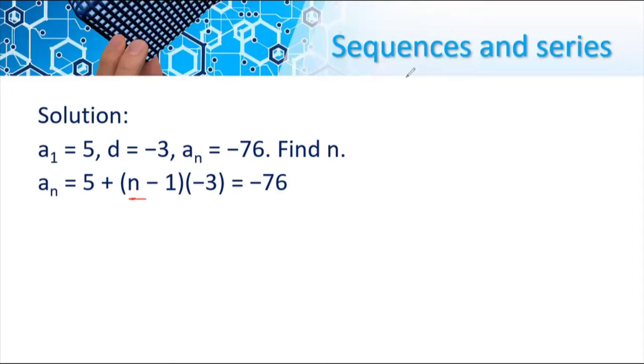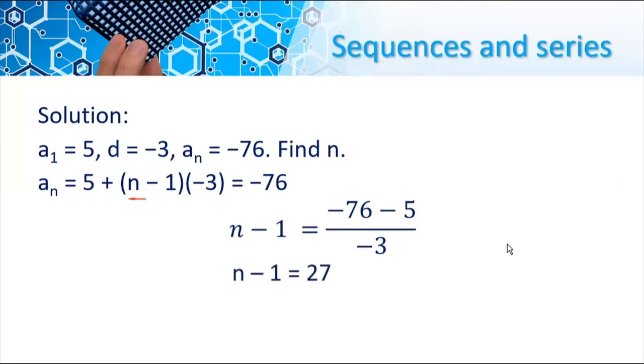Okay? So, ano lang yan? Algebraic manipulation. Di ba? So, negative 76. Tapos yung 5 natin na nasa left, ilipat mo lang sa right, magiging minus 5. At yung negative 3, dahil siya ay factor, pwede siya maging denominator nung nasa right. Then, maiiwan lang yung n minus 1. So, continuation ng ating manipulation. So, magiging n minus 1 equals 27. Negative 76 minus 5 all over negative 3 is 27. Then, ang magiging number of terms, 28.